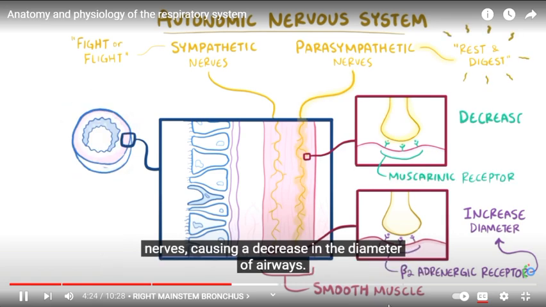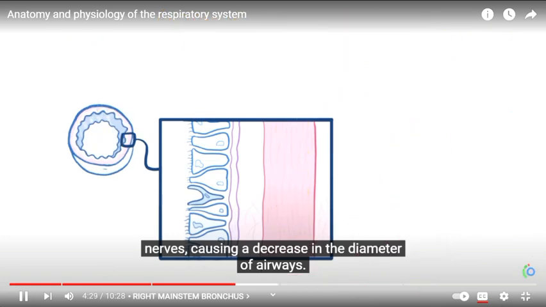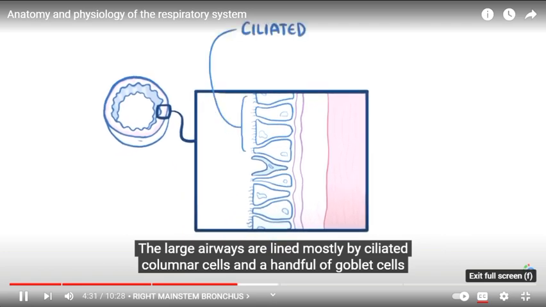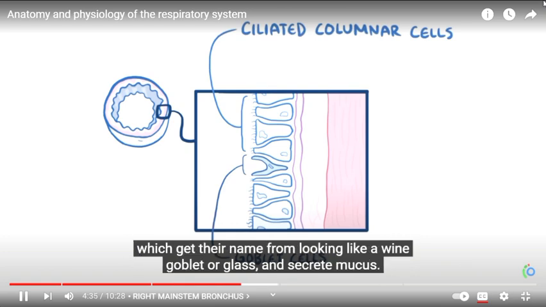But those same airways also have what we call the muscarinic receptors, which can get stimulated by parasympathetic nerves, thus causing a decrease in the diameter of the airways.